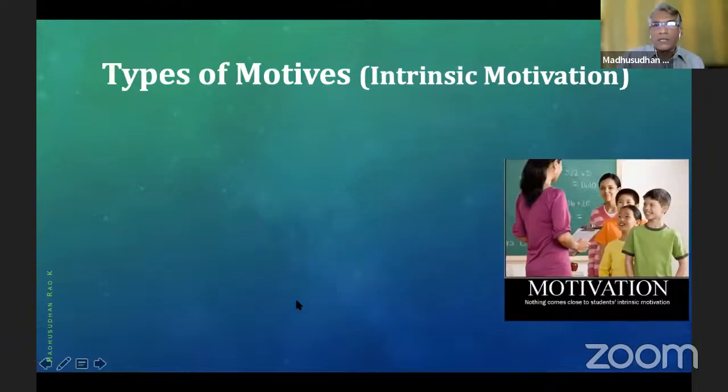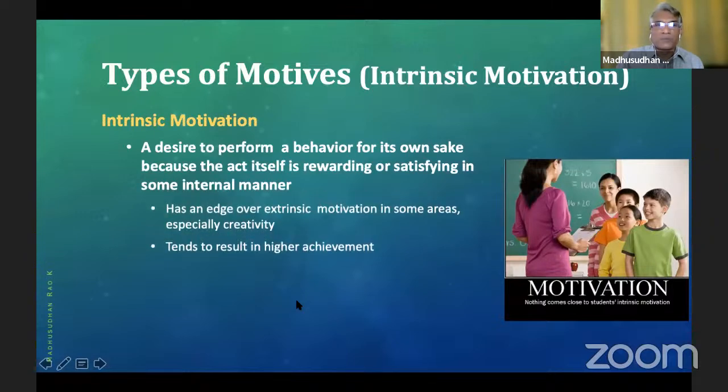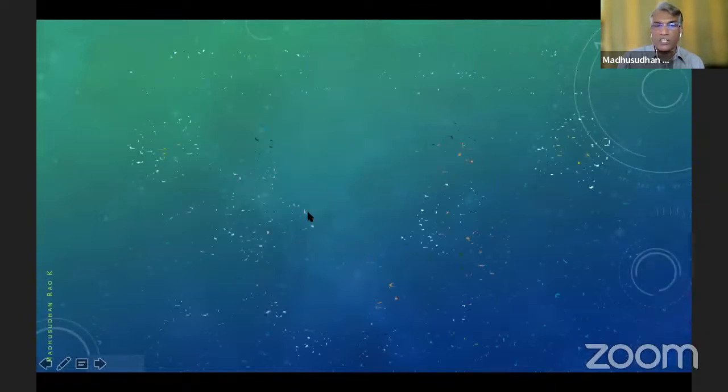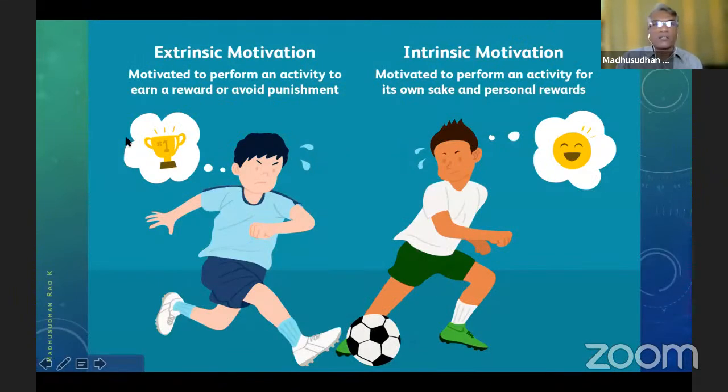Now, intrinsic: a desire to perform a behavior for its own sake, for ourselves. Internal satisfaction has an edge over extrinsic motivation in some areas, especially creativity, and tends to result in higher achievements. For example, see, this guy wants to win a cup, become number one. He is playing, giving his best. This guy simply just wants to enjoy.